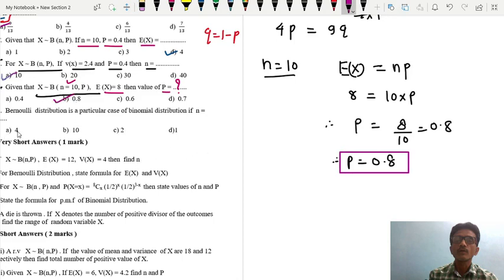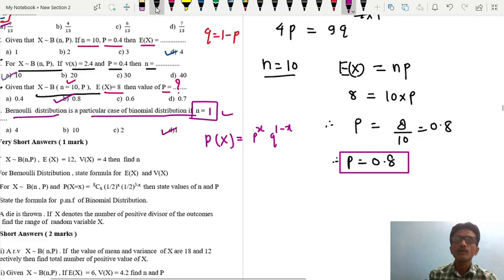Then next is Bernoulli distribution. Bernoulli distribution is a particular case of binomial distribution when parameter n is equal to 1. So remember this: when parameter n is equal to 1, this is the probability of Bernoulli distribution. Here it is p raised to power x into q raised to power 1 minus x. So clearly here n is equal to 1, that is D option is the correct option. Then we will do the next question.